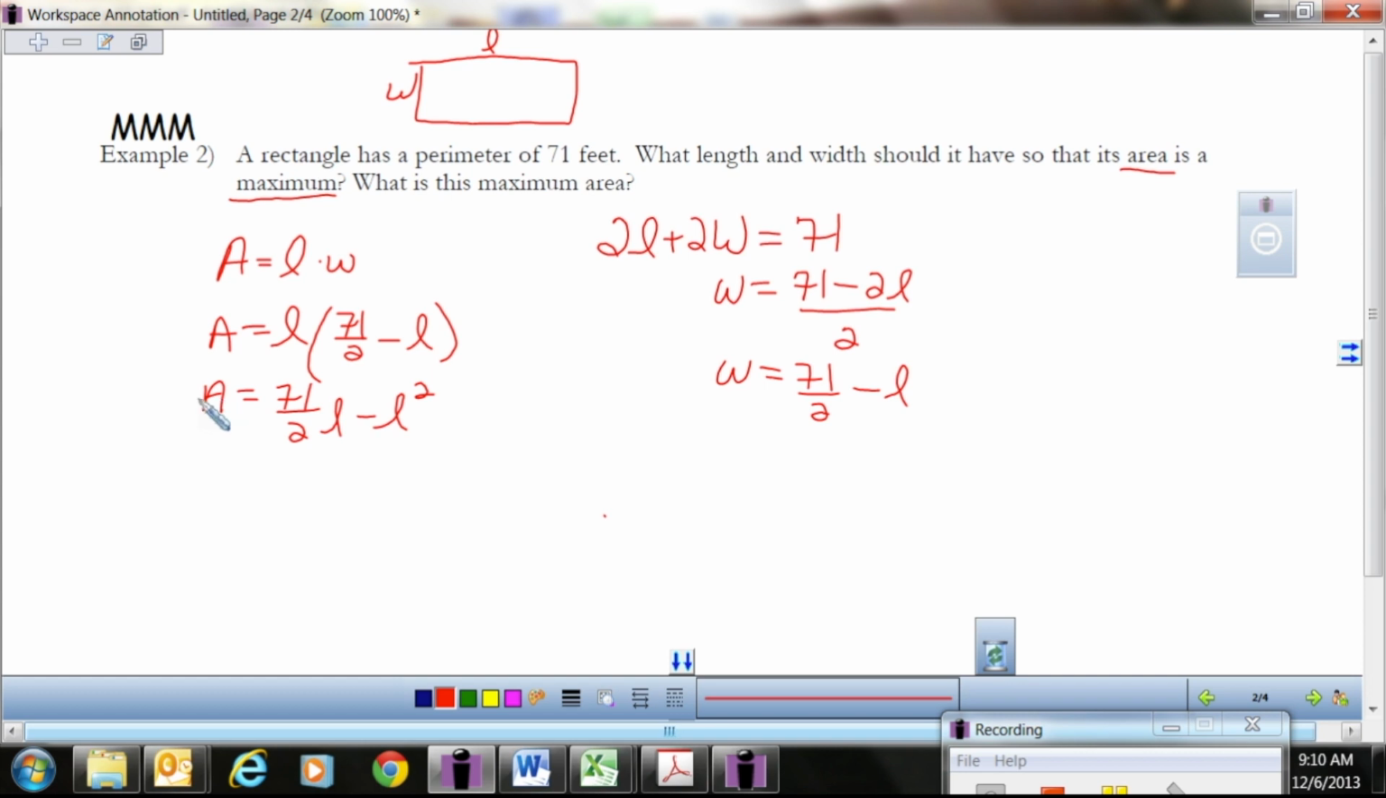Okay, so this is the thing I'm trying to maximize or minimize, and I do have it in terms of one variable. So now it's time to take the derivative and set it equal to 0. So the derivative in terms of L is equal to 71 over 2 minus 2L. And that is equal to 0 when 2L is equal to 71 halves. And then I'm going to multiply by 1/2. Or divide by 2, however you want to look at that, and L is 71 fourths.